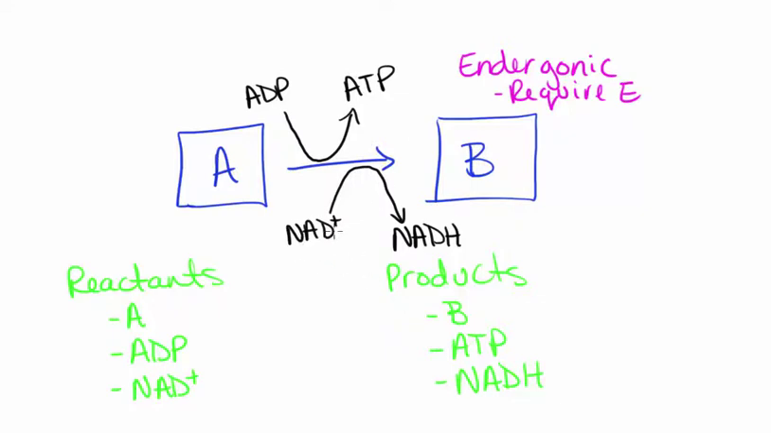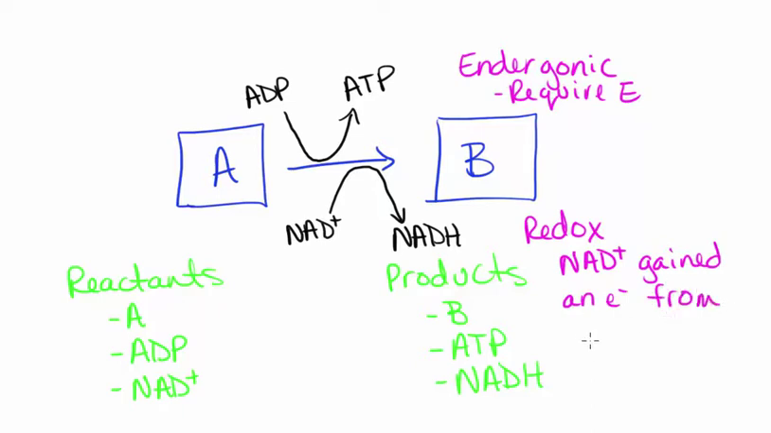If we see NAD+ getting reduced into NADH, that will be a redox reaction, and that means that electrons are being transferred. Specifically, NAD+ gained an electron from the reactant, which was molecule A. So NAD+ gained an electron from molecule A. That means that NAD+ was reduced and A was oxidized.